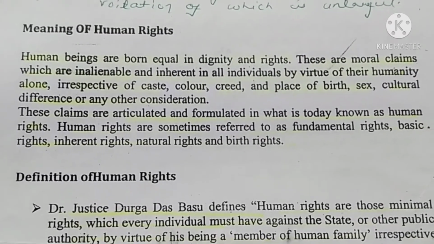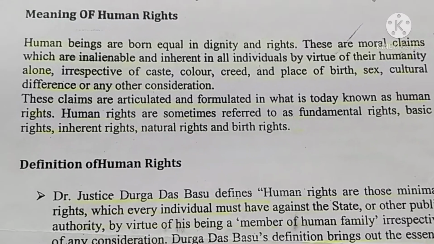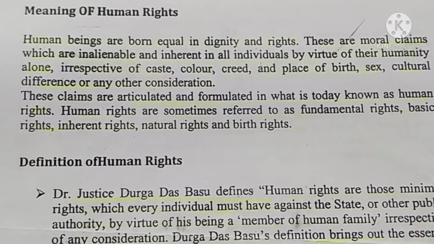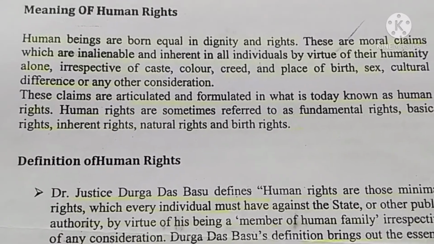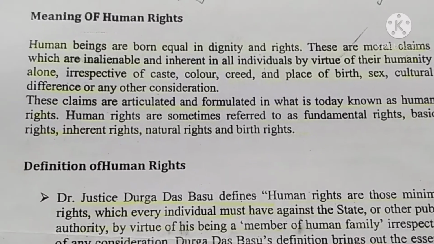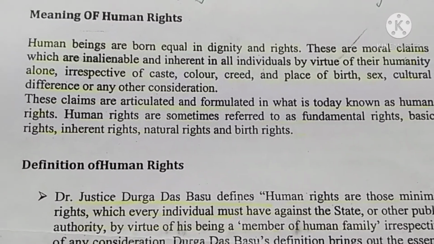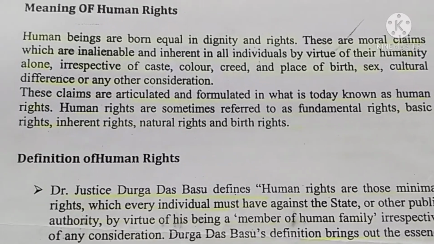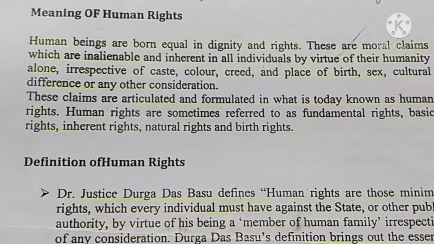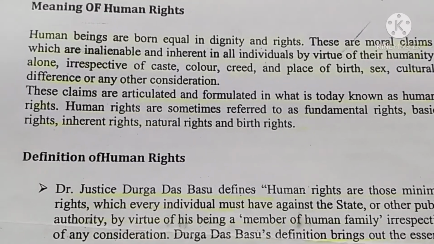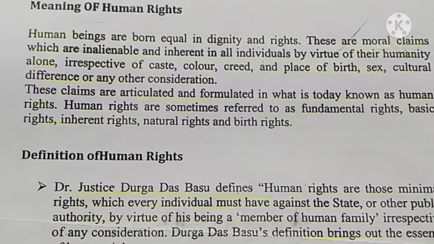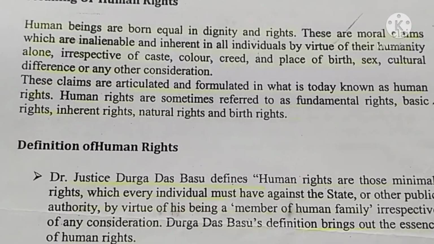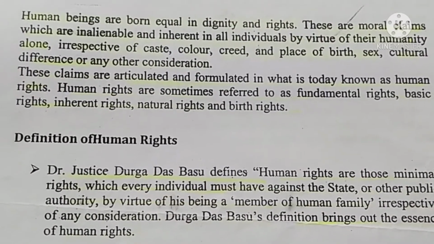Meaning of human rights. Human beings are born equal in dignity and rights. These are moral claims which are inalienable and inherent in all individuals by virtue of their humanity alone, irrespective of caste, color, creed, place of birth, sex, cultural differences, or any other consideration. These claims are articulated and formulated in what is today known as human rights. Human rights are sometimes referred to as fundamental rights, basic rights, inherent rights, natural rights, and birthright.